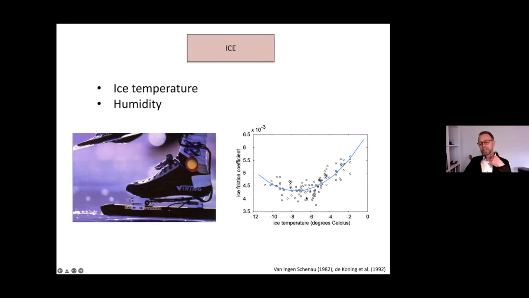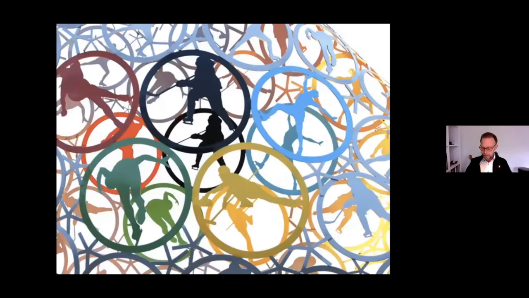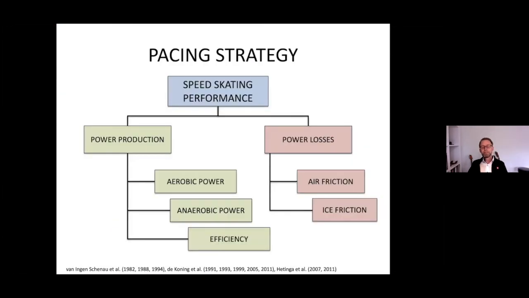So if I was the skater, I would prefer to have my pairing, my race right after the flood, because I think then you're even in a better position than when the ice is even colder. So that's, let's call it a mythbuster number one. Let's go to the second part. That's the pacing strategy. And in pacing strategy, what I would like to do is to look at the effect of the anaerobic power produced by the athlete on the performance.